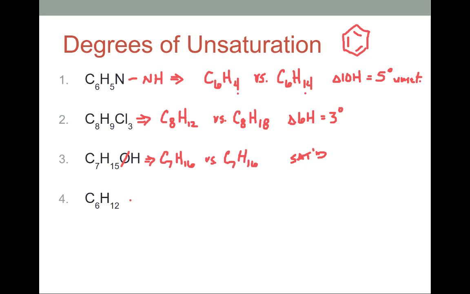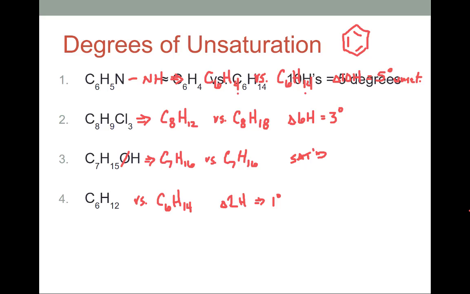And then a simple hydrocarbon down here, I don't have to do anything. I'm just going to compare it to what it should be. 2 times 6 is 12, plus 2 is 14. Now 14 minus 12 is 2 hydrogens missing, so 1 degree of unsaturation.